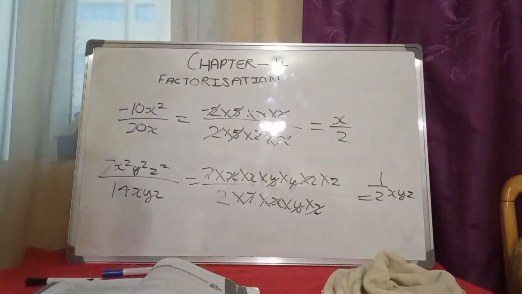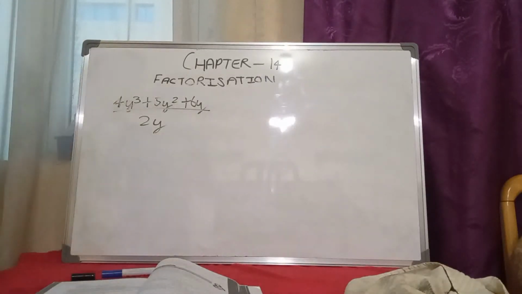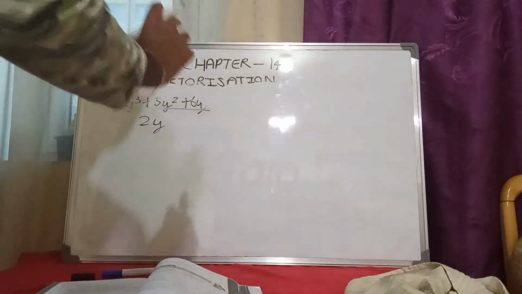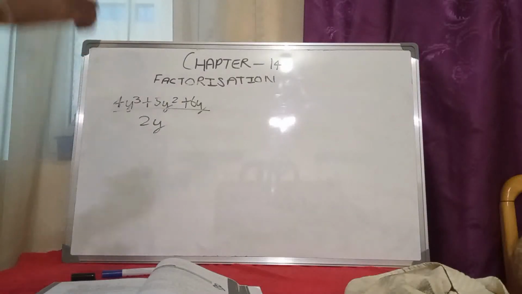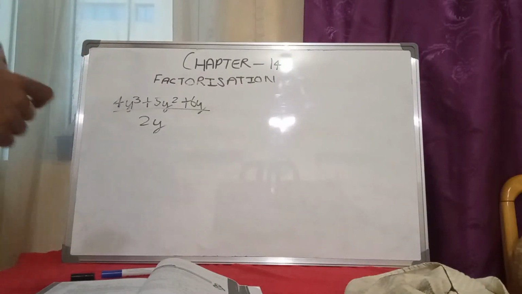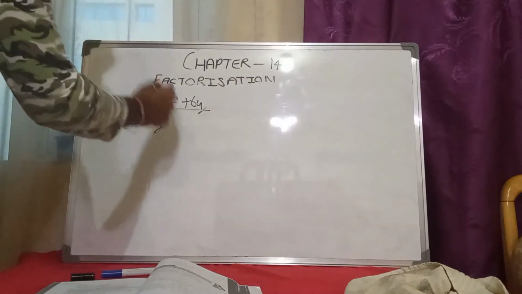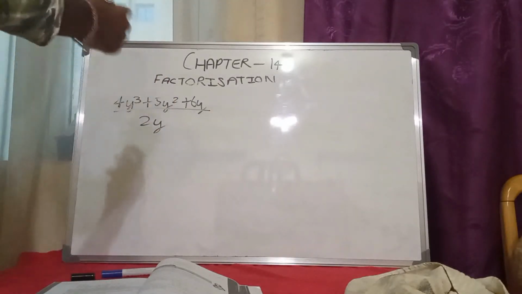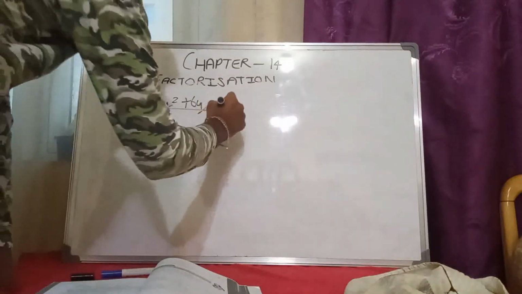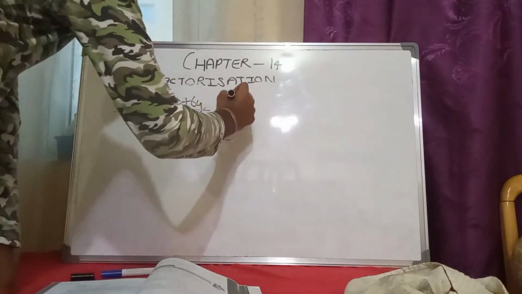Now we'll be going into how to divide a polynomial by a monomial. We can solve these types of questions by two methods. The first is the cancellation method that we have seen, and the other is dividing each term of the polynomial one by one with 2y. We'll be seeing both of the methods. First method, we'll be solving it like this.